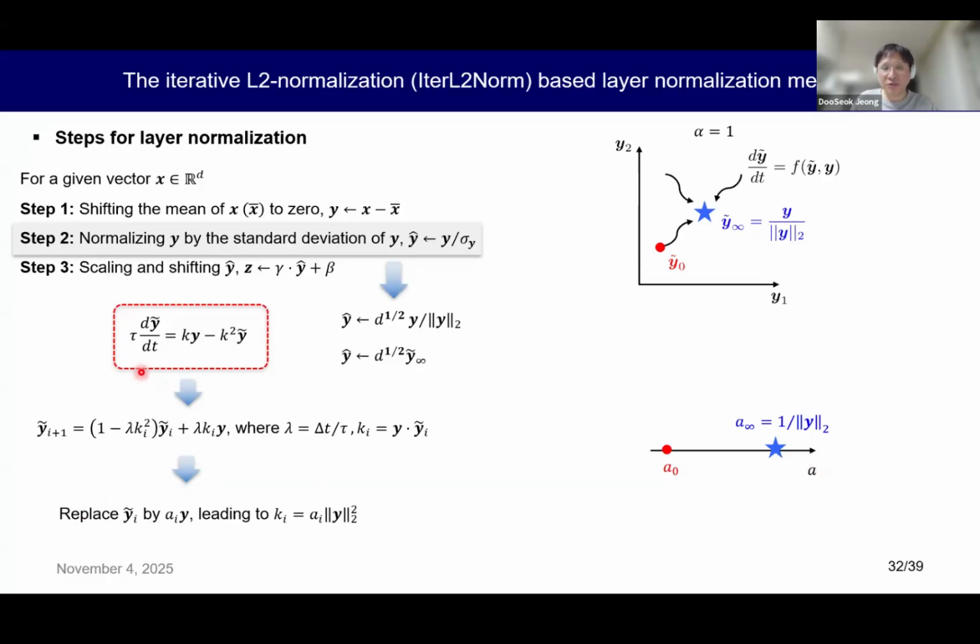So if you just arrange this equation in terms of A, you actually just have this equation. So A is just a scalar value. You can just update the A value a few times, then you can let your system stay at the fixed point. That's the basic idea.